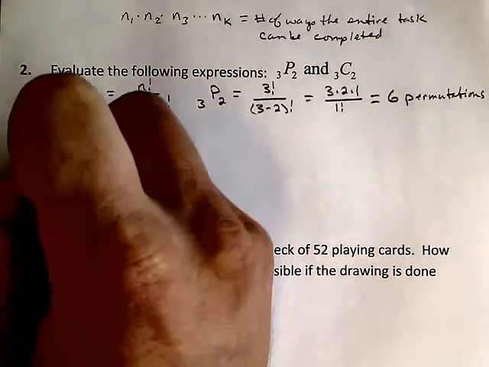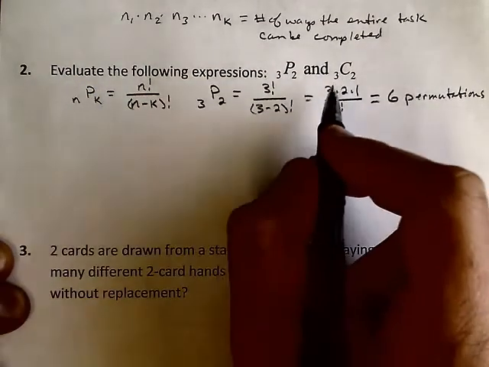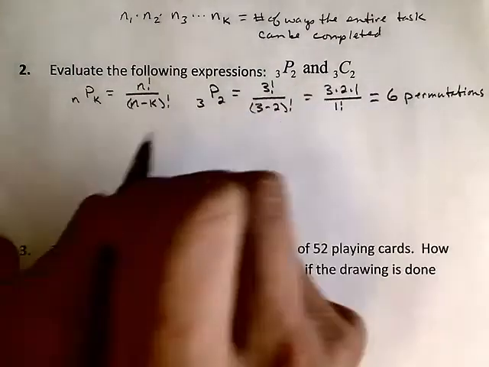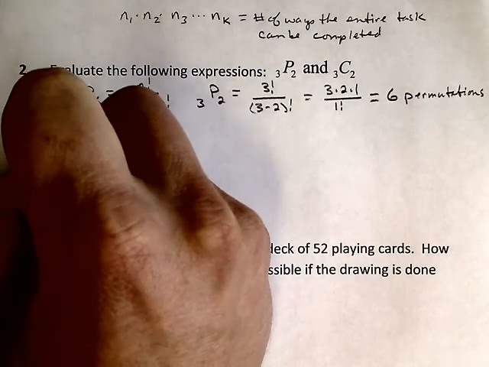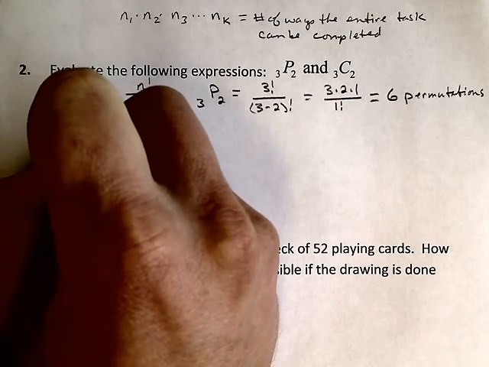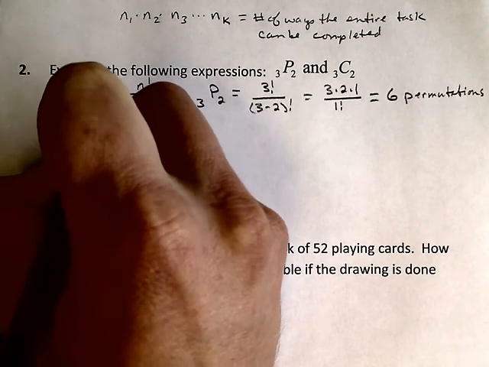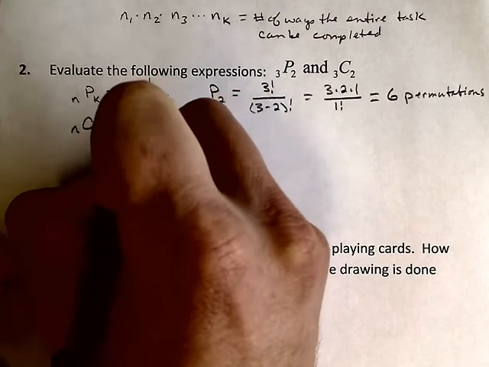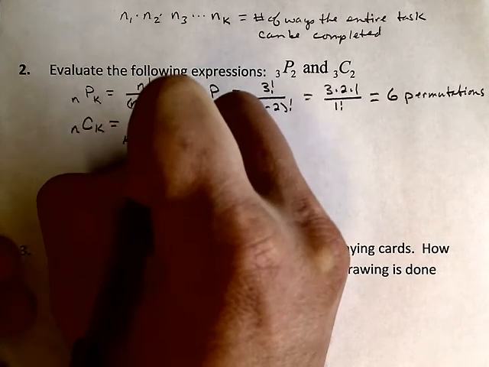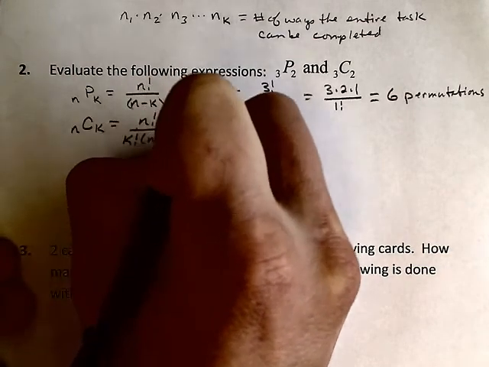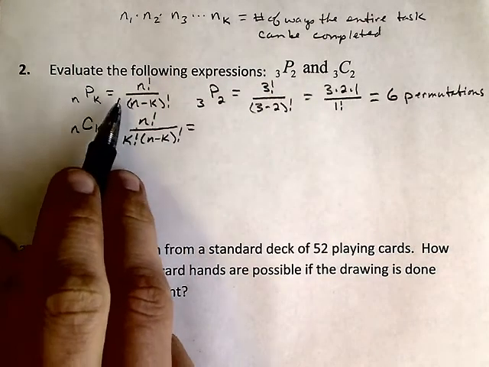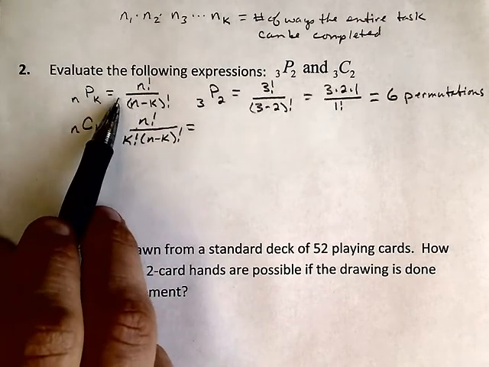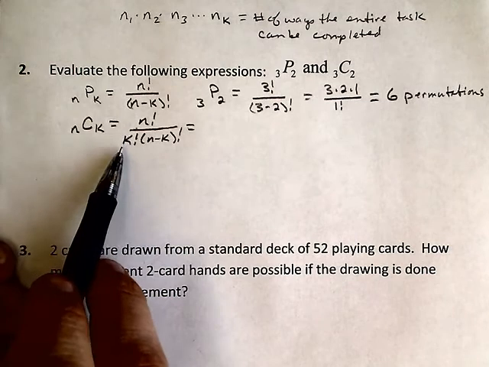Now, 3 choose 2, or this is the number of combinations if I take 2 objects out of a set of 3 without replacement. And the formula to compute the number of combinations is nCk in general, and that's n factorial over k factorial times n minus k quantity factorial.